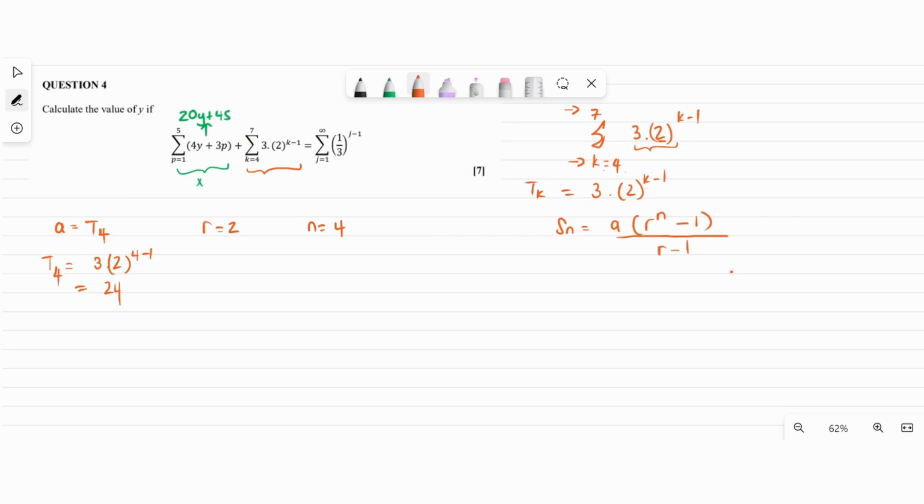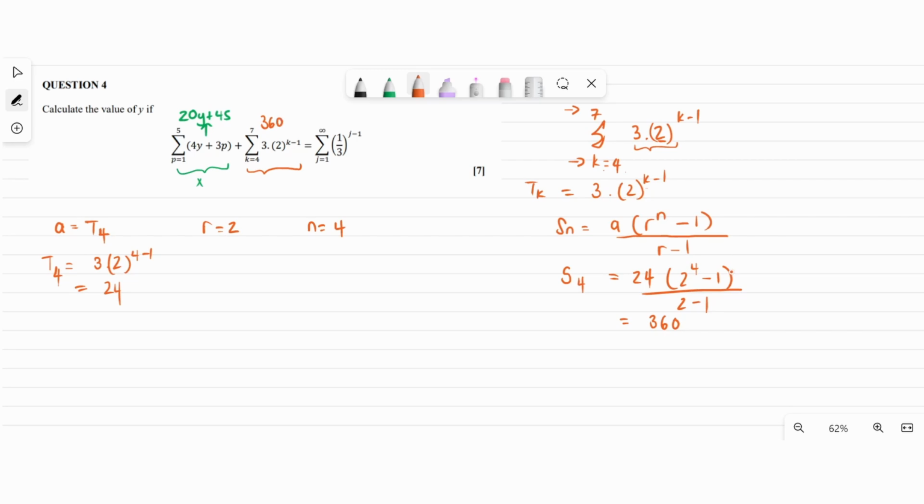Then we're going to substitute whatever information we have here. So S4 is equal to what? a is 24, open bracket, 2 to the power 4 minus 1, divided by 2 minus 1. Punch this into the calculator and you're going to see that this Sn is equal to 360. Then you're going to take this 360 and this is going to be the second part.